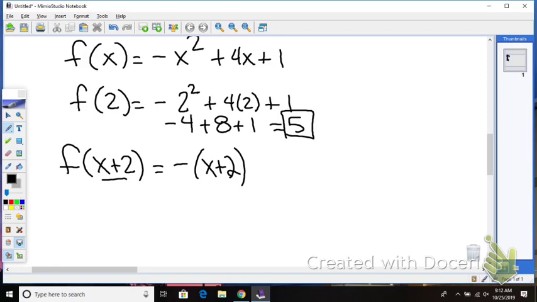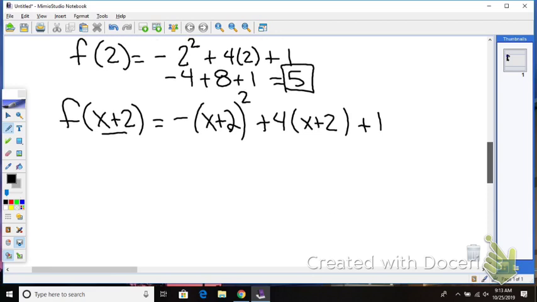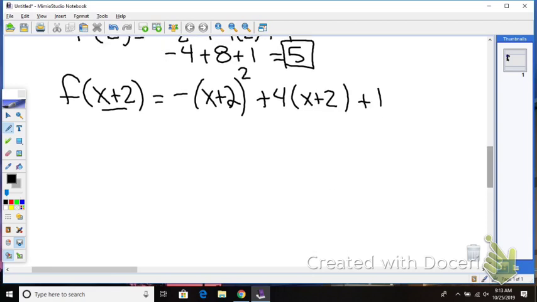Oh, I don't usually do my 2's like that. Squared. And then I've got plus 4. And then instead of writing x, what am I writing? X plus 2. And then I've got plus 1. So this one's going to take a little more work because I have this whole binomial that's being squared. So we can't just put the squared in. We're going to have to either do the box method or FOIL, whatever you like to do with this x plus 2. So I'm going to do that work over here.